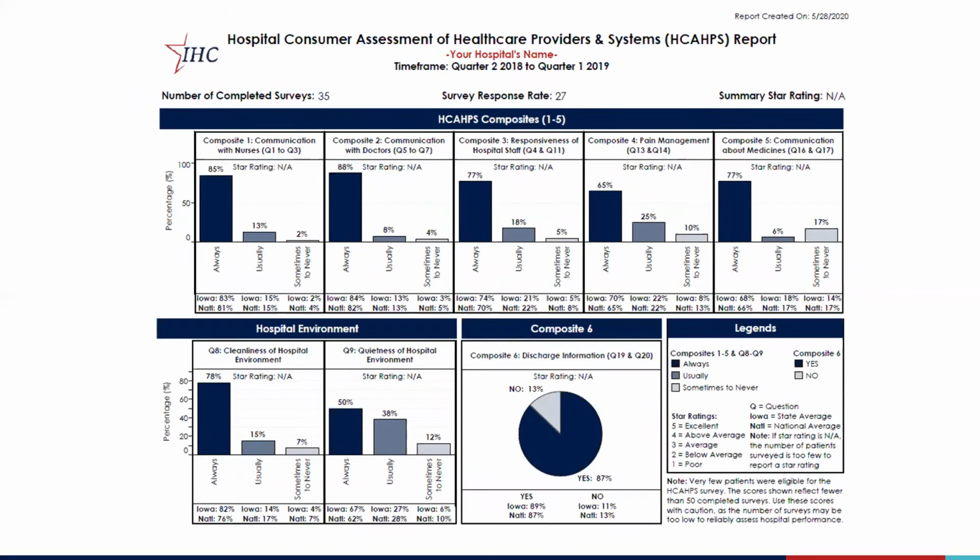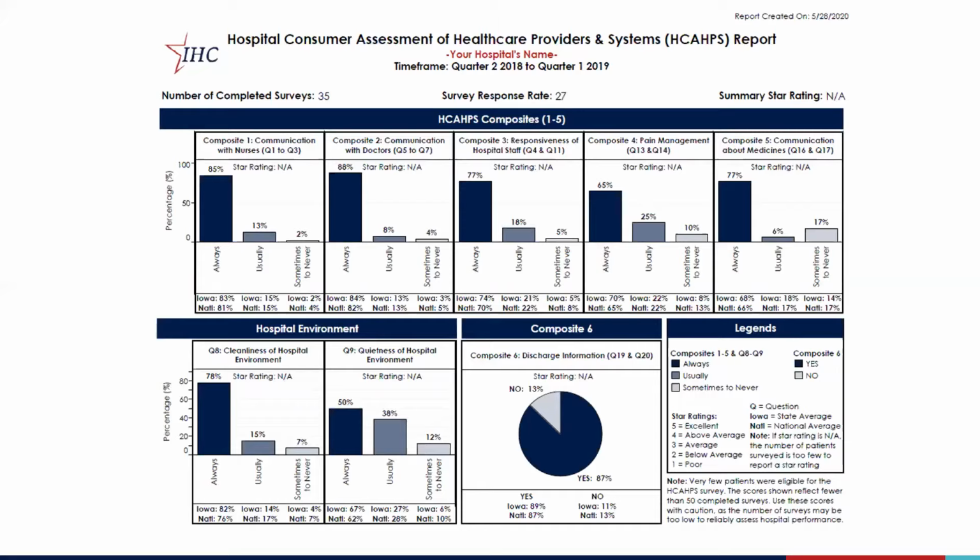The second data that you'll be reviewing is HCAPs. So this will be 2 pages long, just based on the amount of questions that HCAPs is reviewing. Again, you'll see the title at the top, your hospital's name, and the time frame of the data you're reviewing. You'll see the number of completed surveys on the top left, which gives you a survey response rate. And then if your hospital does have a star rating, that would be over on the right.